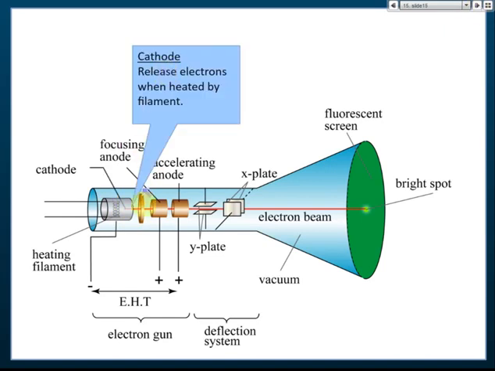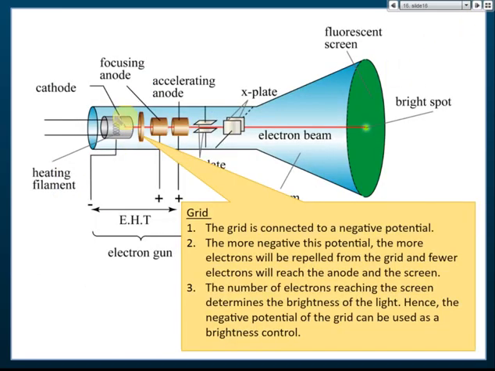The cathode, after being heated by the heating filament up to a certain temperature, will release electrons. So the function of the cathode is to release electrons when heated by the filament. So that is the cathode. Now in front of the cathode, you can see this ring here. This is called the grid.